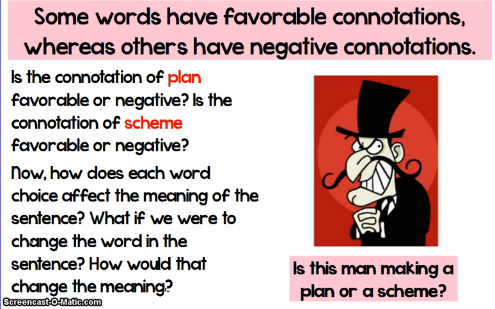Once you've figured out if the word is positive or negative, you want to think a little deeper, and you want to start to analyze the word choice that the author used. How does each word choice affect the meaning of a sentence? Always think about how things would be different if you were to change something in the sentence. In this case, how would it be different if we changed the word that was used? How would that change the meaning of the sentence? How would it change our understanding of what's being described?